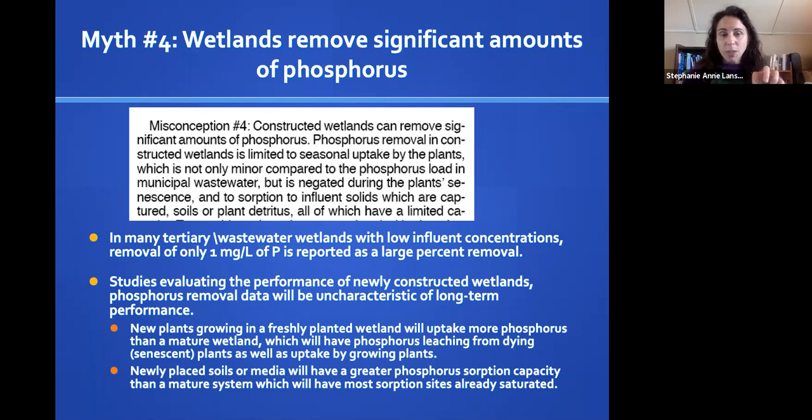Again, you may get some absorption, but this absorption is limited in terms of how many absorption sites we have. So in many tertiary wetland plants with low influent concentrations, the removal of 1 milligram of P is reported as a large percent removal, but that's not that much. When we look at newly constructed wetlands, we also get a lot of phosphorus removal due to a lot of microsites there for phosphorus absorption, and new plants are going to take up more phosphorus than mature wetlands. So we need to be clear about what kind of phosphorus absorption capacity we're going to have over time. Doesn't mean it doesn't happen. We just need to plan for it.